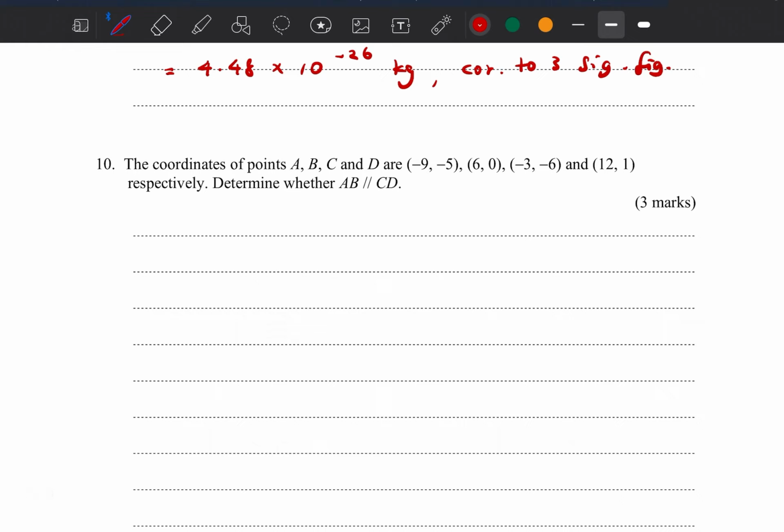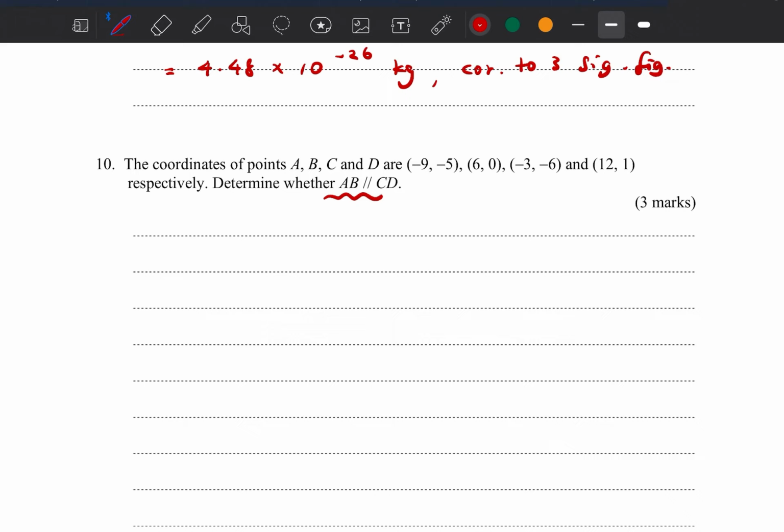Okay, so here comes question 10. I'm not asking something very difficult, but yes, I know this is from your first term, and quite a lot of you forgot about it. You don't even remember how to do your slope formula.